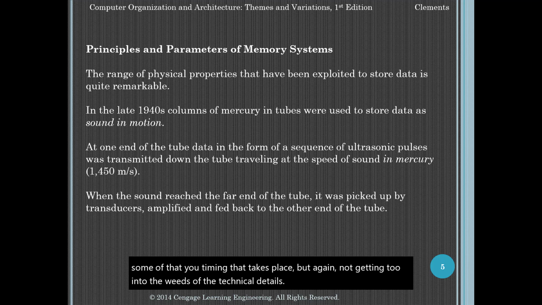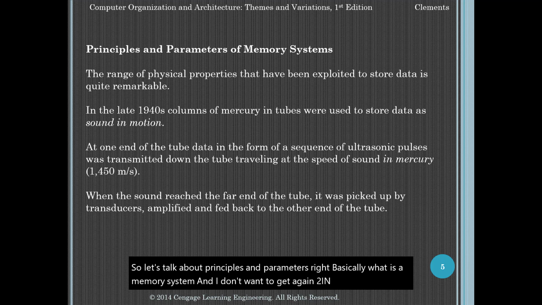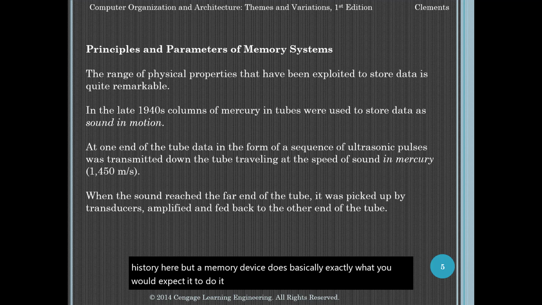So let's talk about principles and parameters. Basically, what is a memory system? And I don't want to get too in the weeds of history here, but a memory device does basically exactly what you would expect it to do. It remembers data. You can implement a memory by exploiting any property of matter that allows you to make a change and then later detect that change.